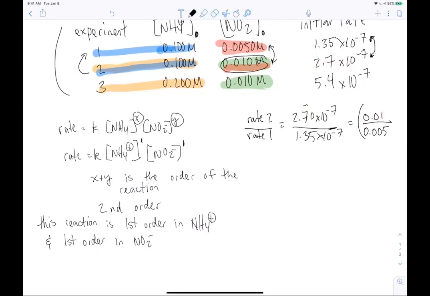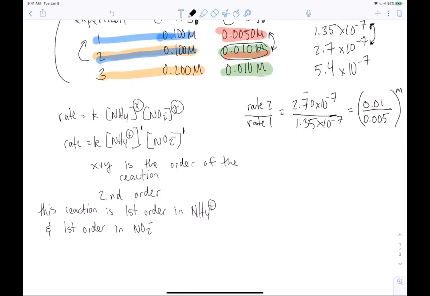And then in order to figure out what the order is, I raise that to the power of m, because that's what I'm trying to solve for. And then I just go through and solve this. So 1.35 times 10 to the minus 7th. You can see why I can do this in my head. 1.35 goes into 2.72, so this reduces to 2. And so you end up with 2 is equal to 0.01 divided by 0.005, which is also equal to 2.